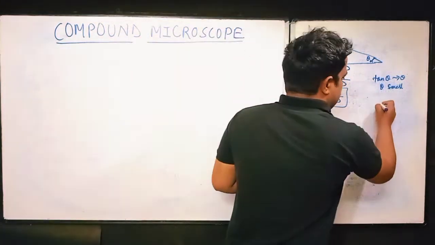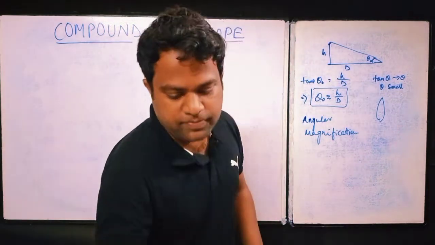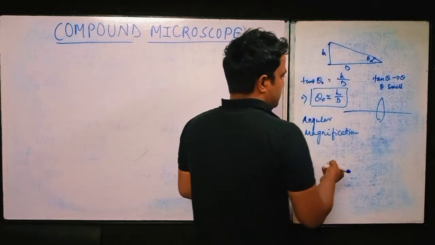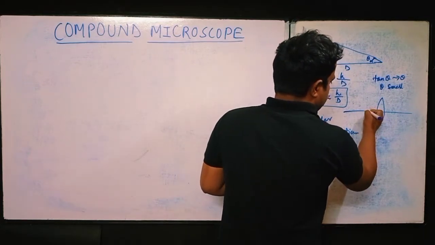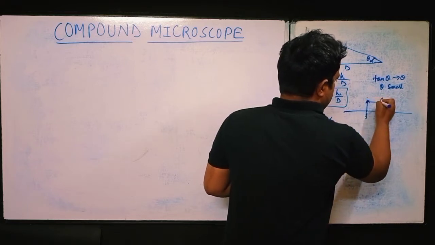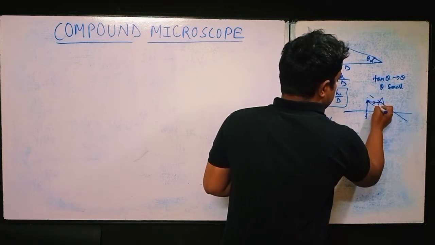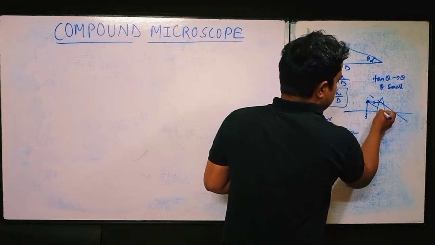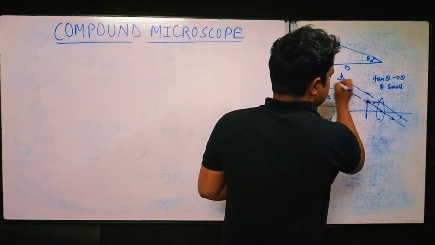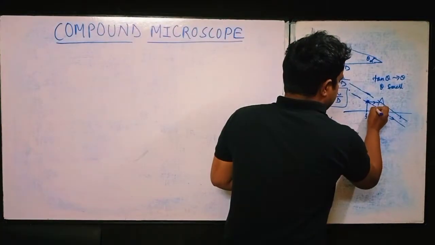Let's say now one converging lens is there, which will magnify. This is the case of a simple microscope. Now your object is here on the focus. Let's say this is the focus and your object is here. Parallel rays will pass through like this, and the ray which passes through the optical center will go undeviated. So the image will form basically at infinity. In that case, let's say this is your theta I, the image angle.